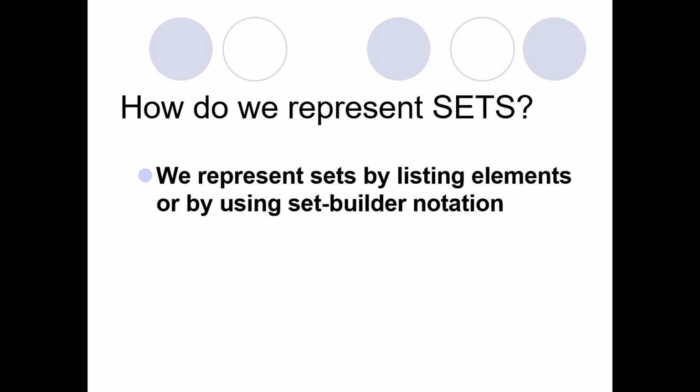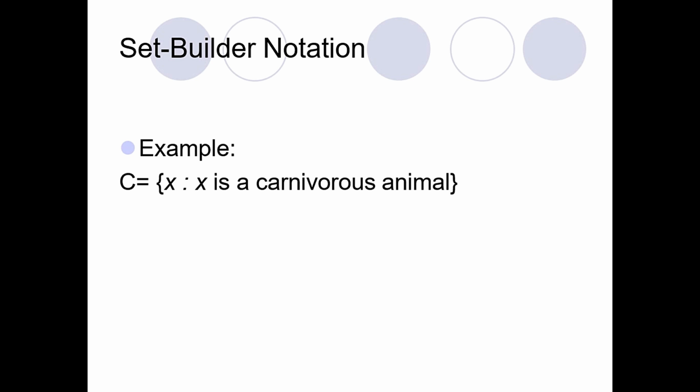So how do we represent sets? Well, there are two ways to represent sets. The first is by listing the elements, and the second is by using the set builder notation. Now, let's talk about the set builder notation. The set builder notation is a way of showing sets in which you give a description of the well-defined set. For example, the set C is equal to {x such that x is a carnivorous animal}.